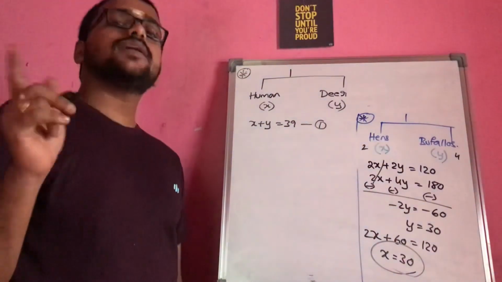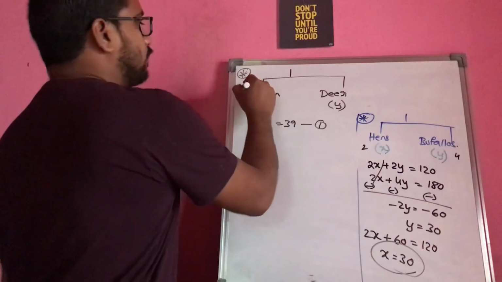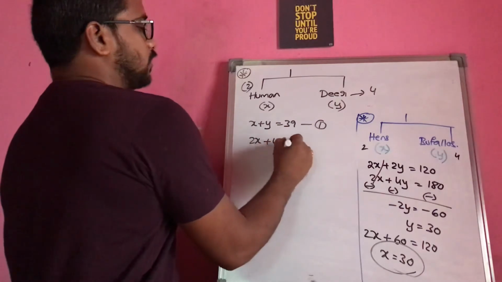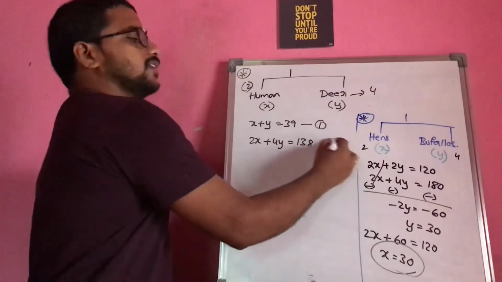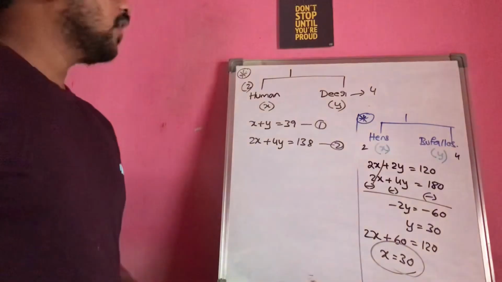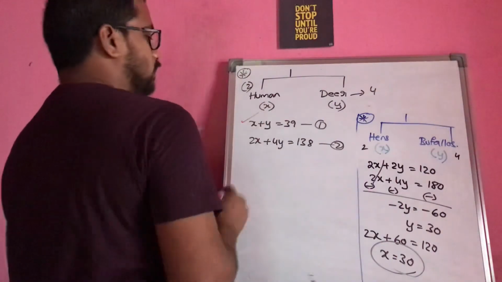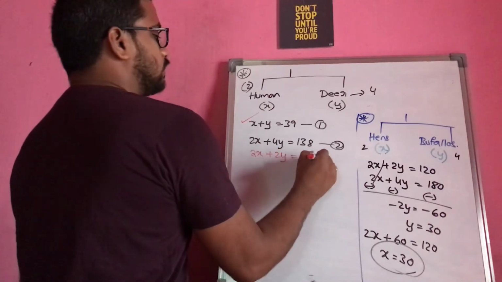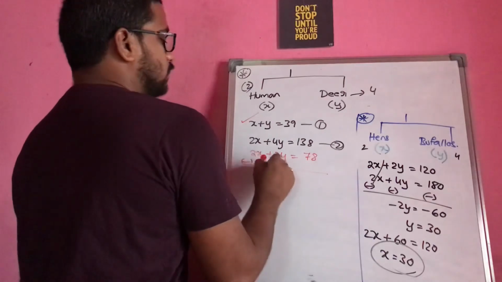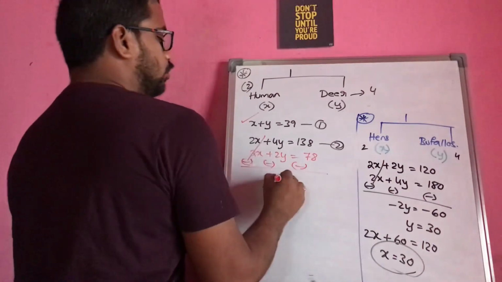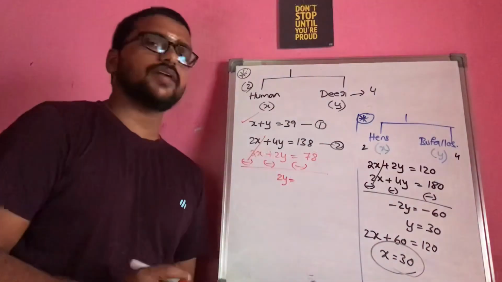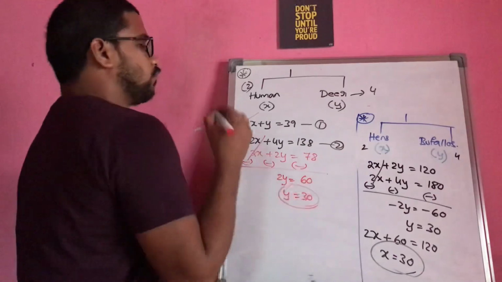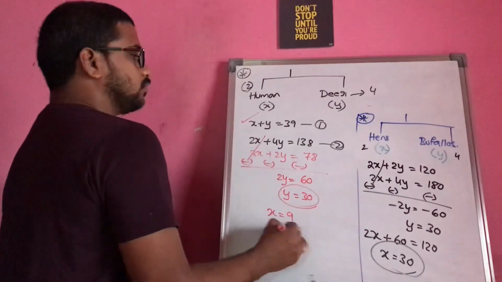Continuing, they are saying 132 legs are there. Humans will have 2 legs and for deer we will have 4. So the condition will become 2x plus 4y is equal to 138 legs. This is our second condition. Now what we have to do? We have to multiply the first equation with 2. Then I will be getting 2x plus 2y is equal to 78. So this is minus, minus, minus. So 2y is equal to 138 minus 78, which is nothing but 60. So y value is equal to 30. So y is 30 means x value is equal to 9.